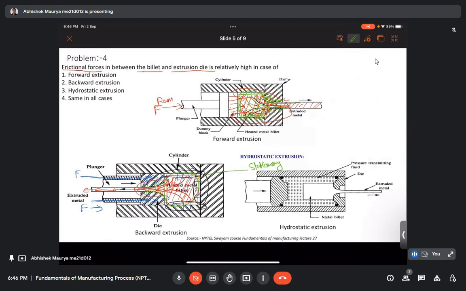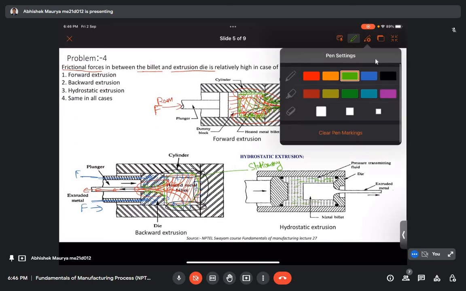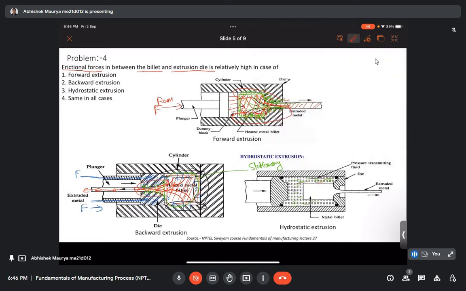So hydrostatic extrusion is very similar to forward extrusion, but here we are using fluid. Basically we are using fluid. Why are we using fluid? Basically we are trying to apply a force not directly on the billet, we are applying force on the fluid, and fluid has a very good property.